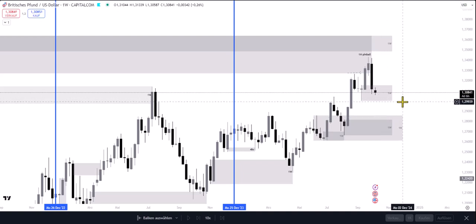Now, if price breaks this zone, let's say price breaks this zone and forms a candle below like this, the candle is around here. Let's say this is the candle. This is a candlestick.